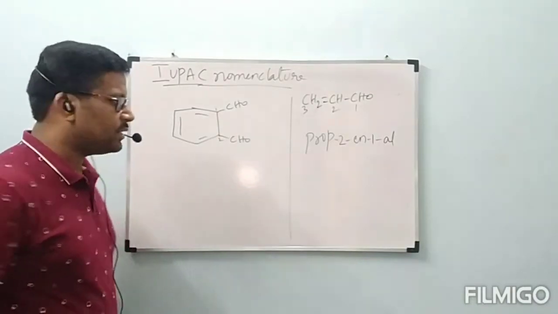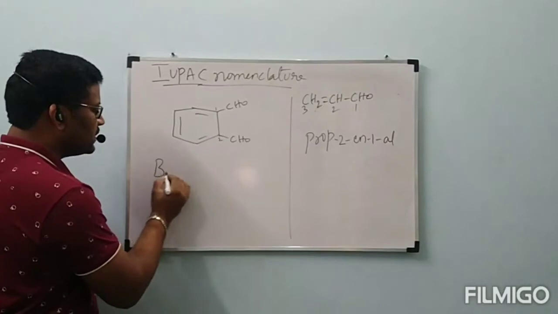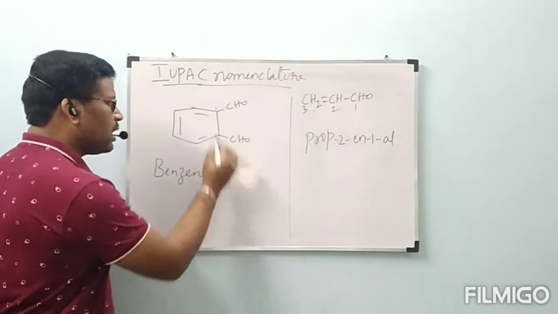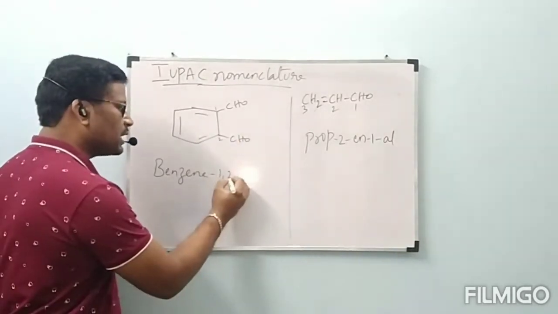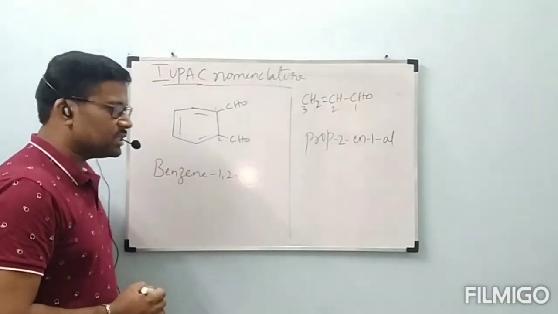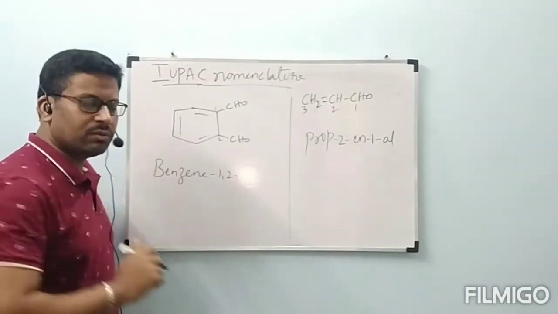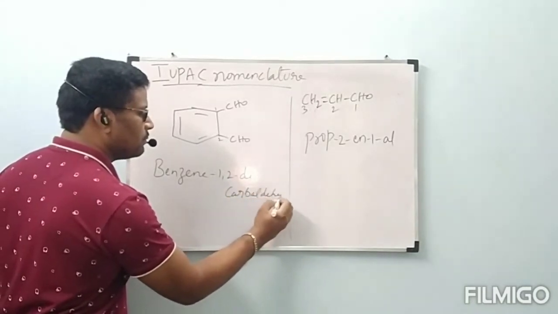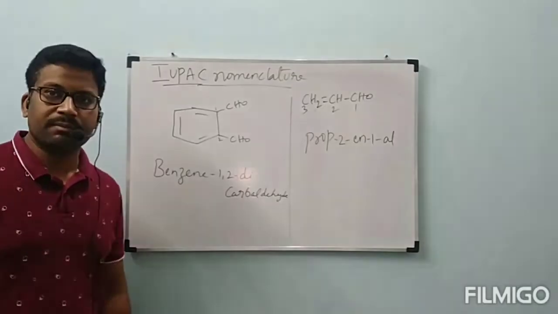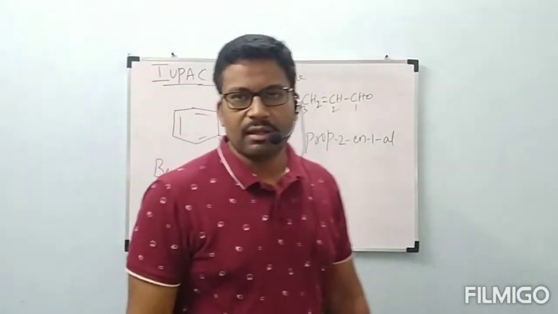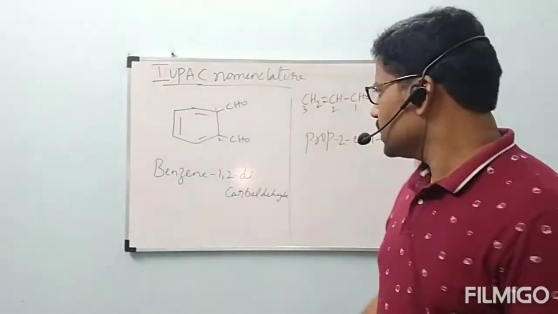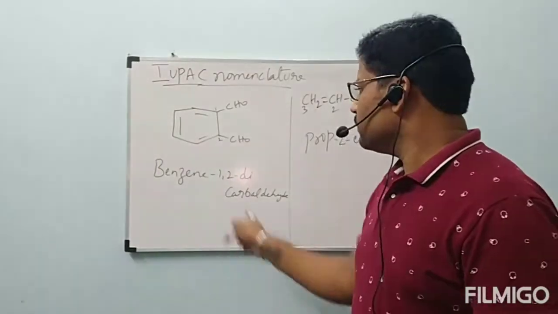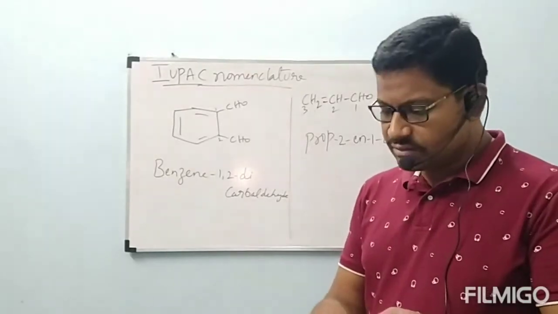So what we are going to write? First, parent chain benzene. On which position CHO groups are there? 1, 2. Benzene 1, 2. How many CHO groups are there? 2. Dicarbaldehyde. Previously we told when CHO is not included in parent chain, that is called carbaldehyde. Here we have 2 carbaldehyde groups present in ortho positions, so the name is benzene-1,2-dicarbaldehyde. That is our next problem.